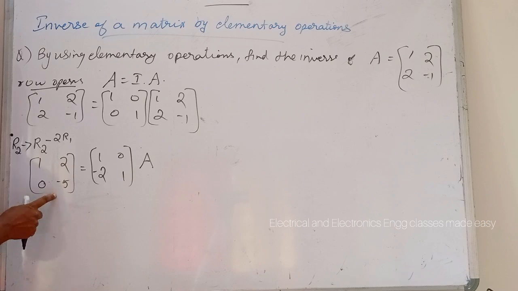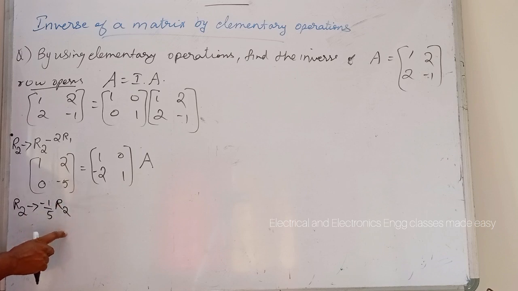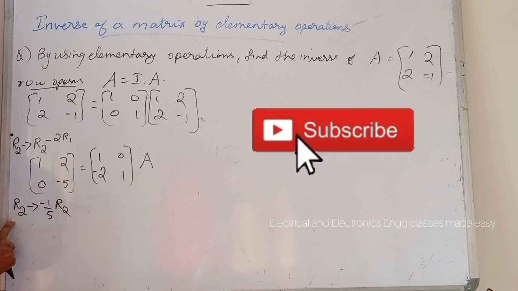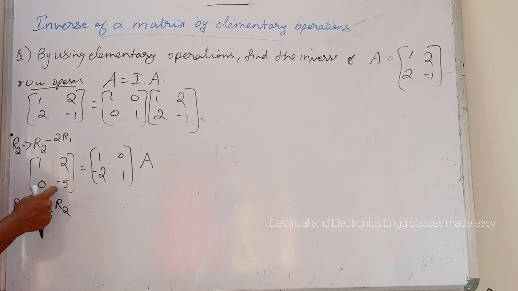Next we have to make this element as 1. So how will you make this element as 1? To make this element as 1, R2 implies it is minus 5 here, so we have to multiply with minus 1 by 5. That is minus 1 by 5 R2. So R2 implies minus 1 by 5 R2. That is minus 1 by 5 into minus 5, so we will get it as 1.